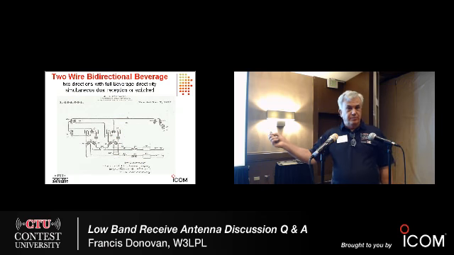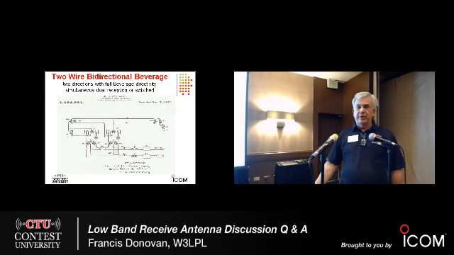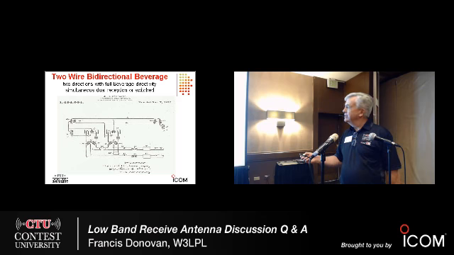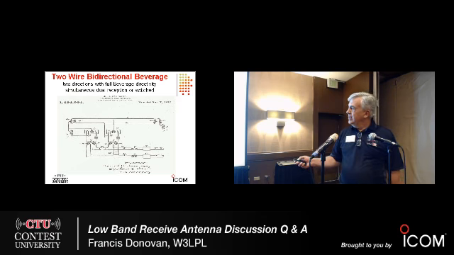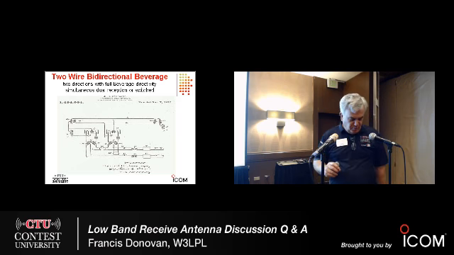Two-wire Beverage, also very popular with hams, patented 1921. In exactly the same form we would recognize today, a transformer at both ends, so-called reflection transformer at the far end, matching transformer here. This particular version is one that more hams should use.